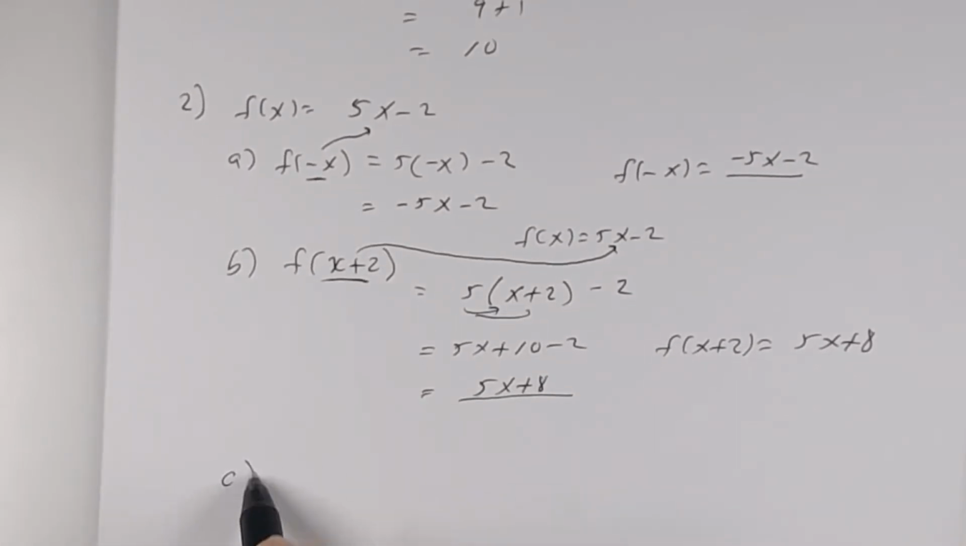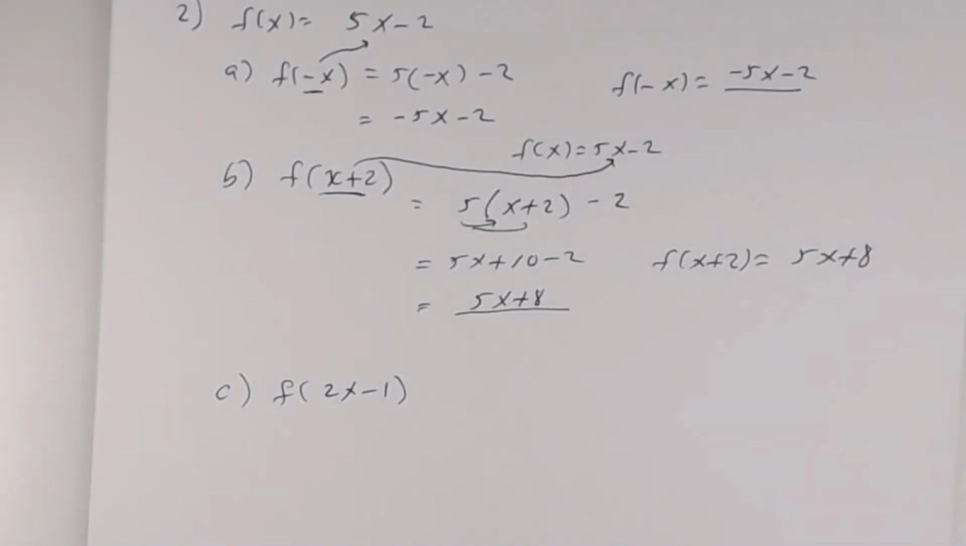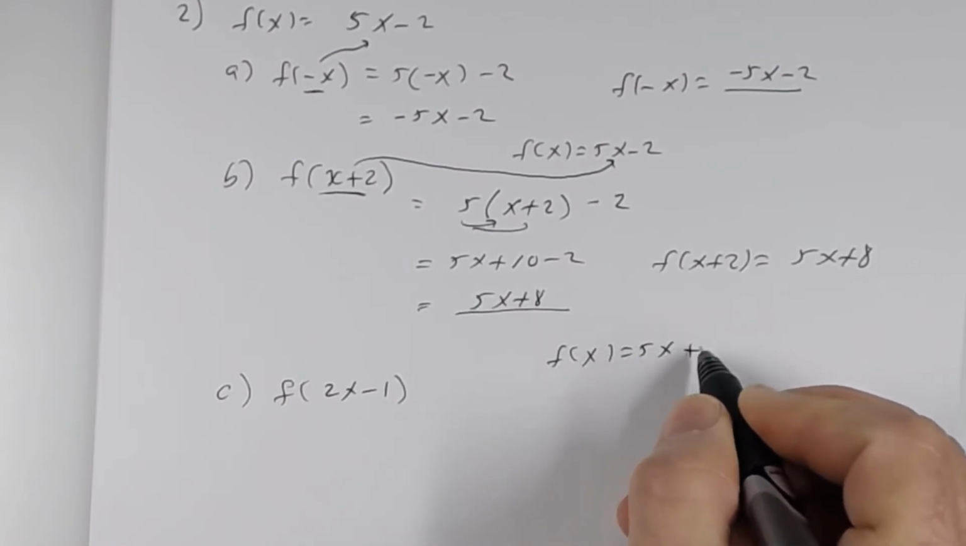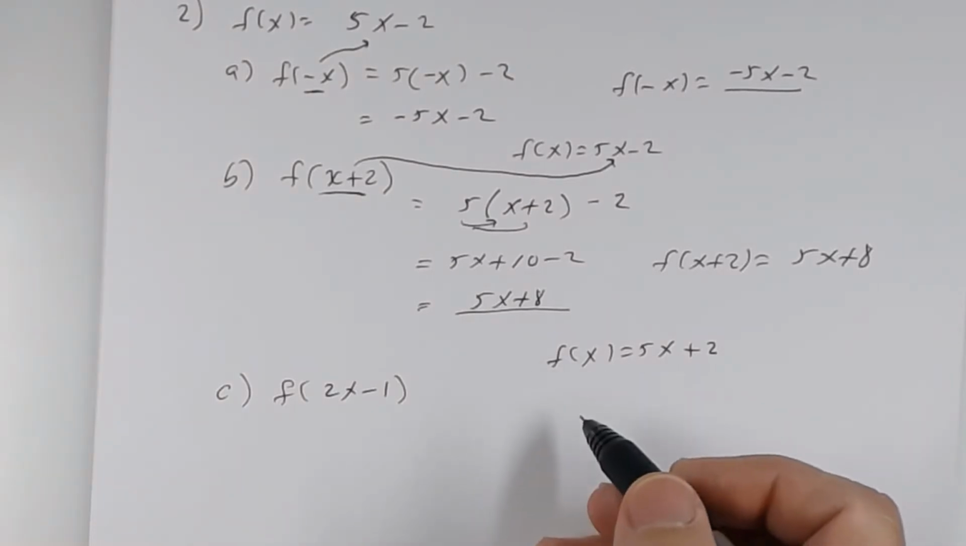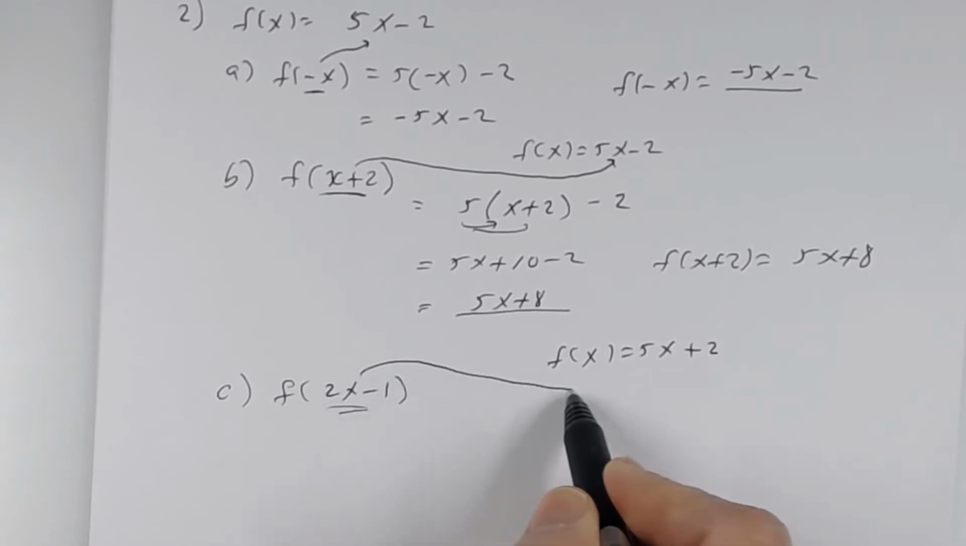Part C. What if you want to find f of 2x minus 1? All right, now at this point you should know what to do. All of you should now tell me what to do. I go to my function f of x, which is this, and where we see the variable x, I'm going to substitute what? 2x minus 1.